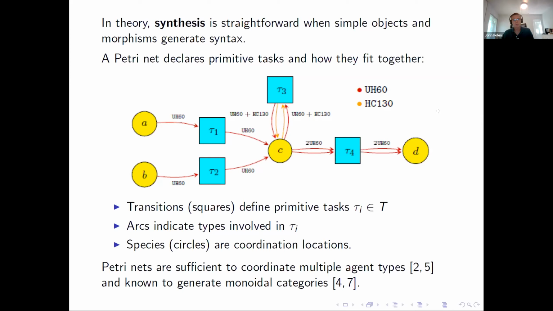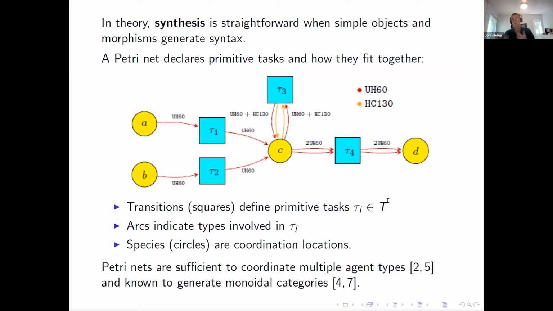And you have transitions, which are declaring the primitive task. You have arcs, which are indicating the atomic types involved in each task. And here, actually, the species are representing coordination locations. So for example, this tau 3 is an example of a refueling operation where the refueler refuels the refuelee. But in order to do that, they both need to rendezvous at this location C. And so these are discrete coordination locations, which are only giving physical location semantically.